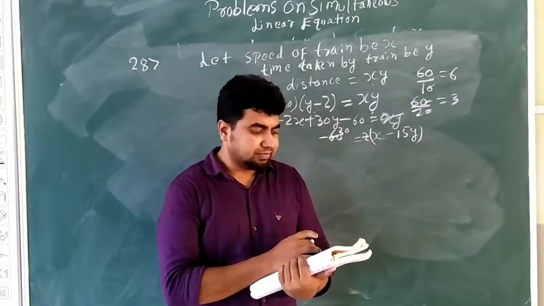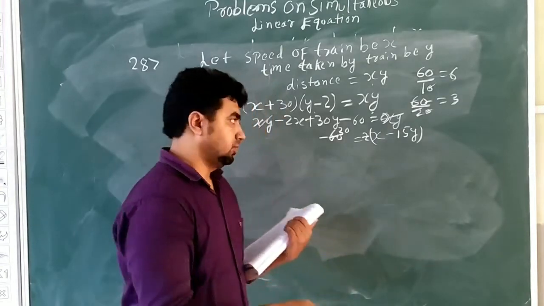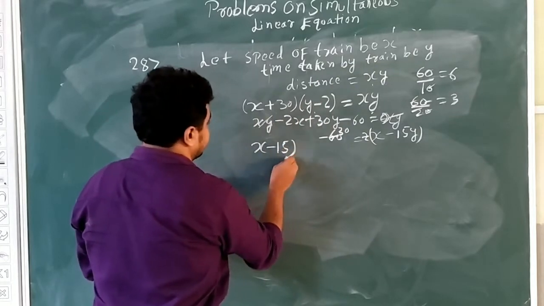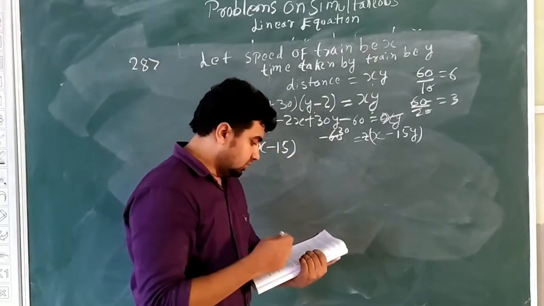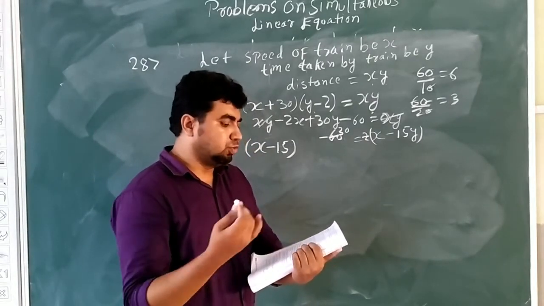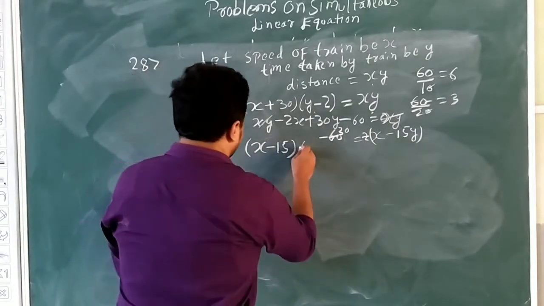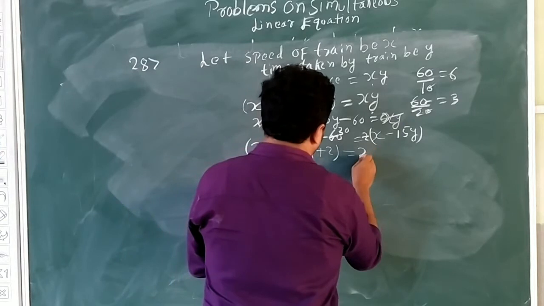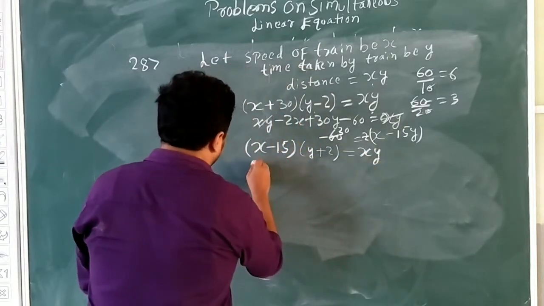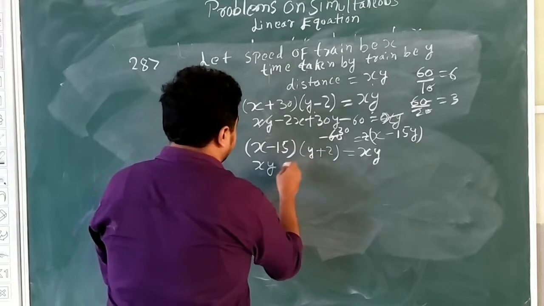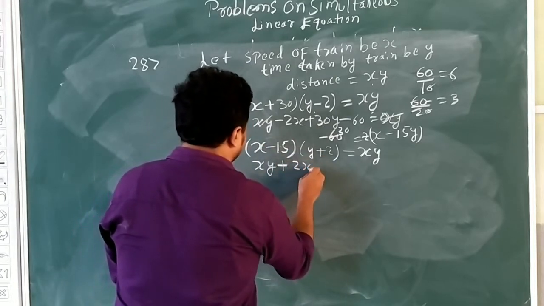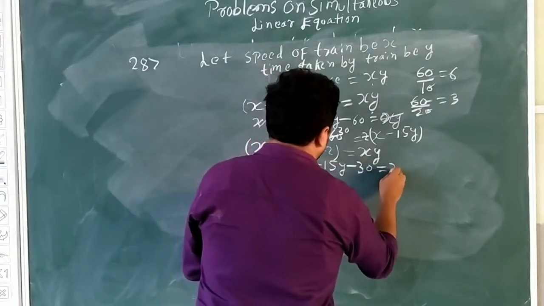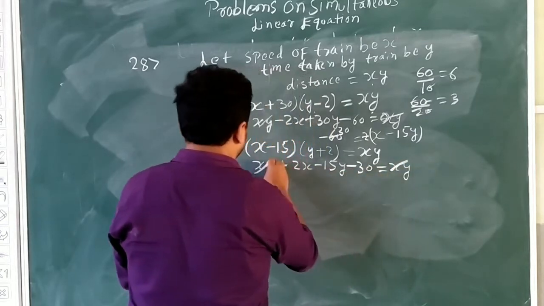If the train were slower by 15 km per hour, the train speed is x minus 15. Now the time taken should be more. As you can see here, it would have taken 2 hours more than the scheduled time. So y plus 2 into x minus 15 is equal to xy. From here I get xy, plus 2x, minus 15y, minus 30 is equal to xy. So here xy gets cancelled.